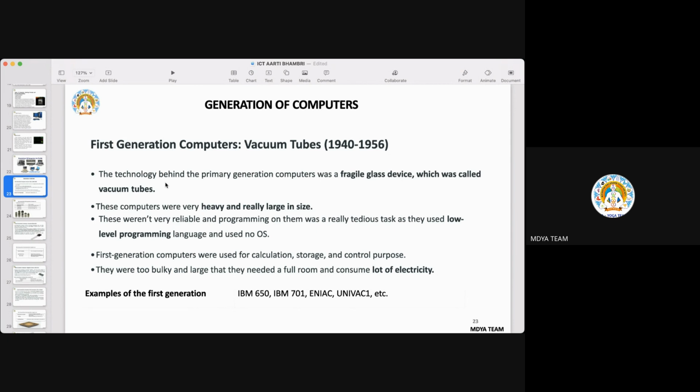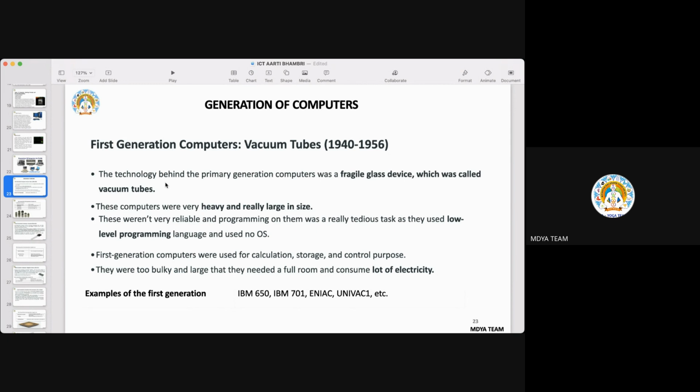Because they were using glass vacuum tubes, they are bulky and large. They need a full room and a lot of electricity. So they are not very cost effective type of computers. But they may ask the names of the computers.